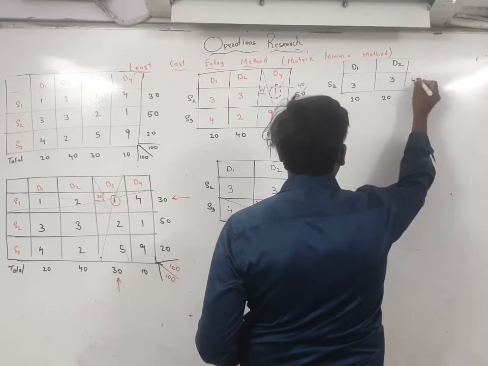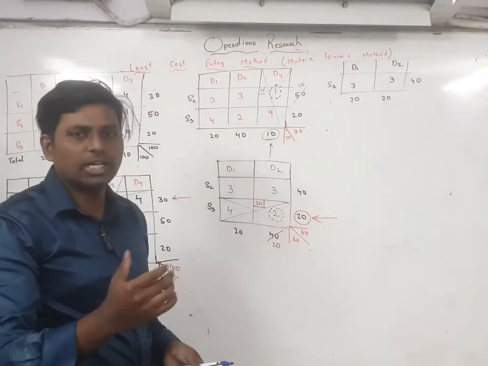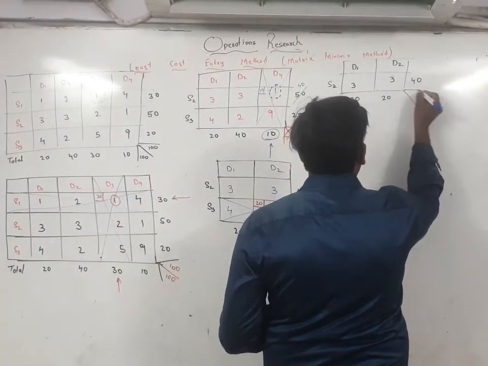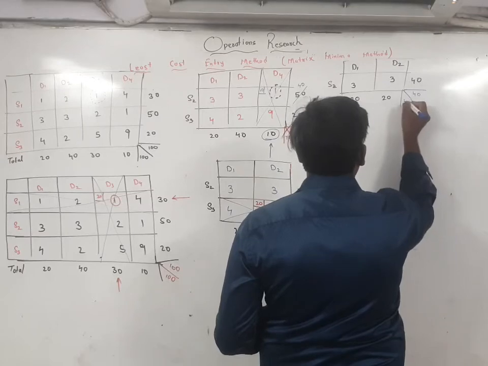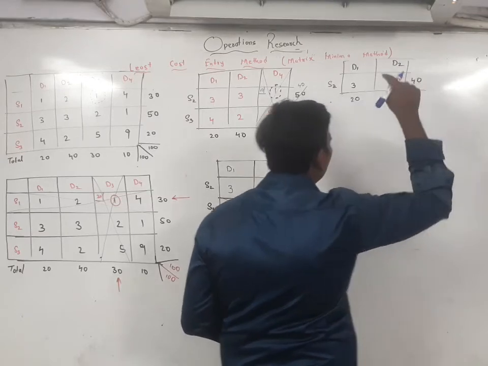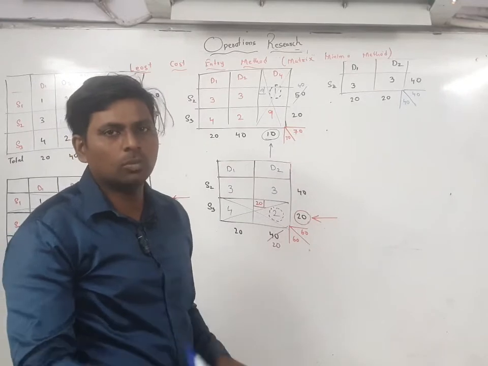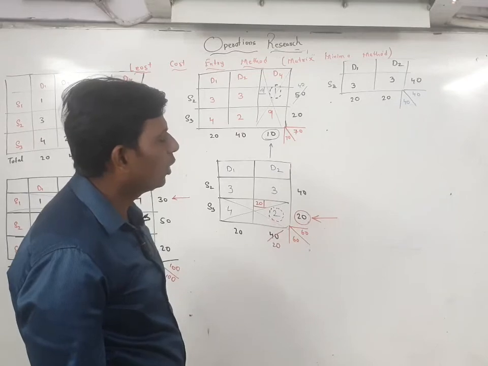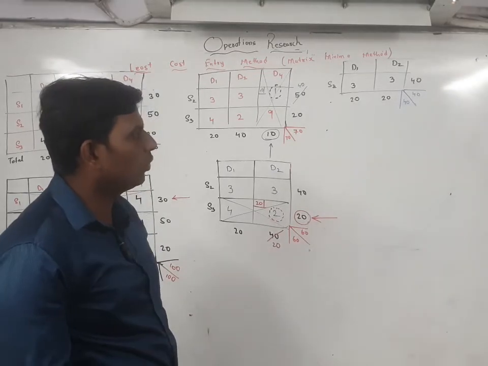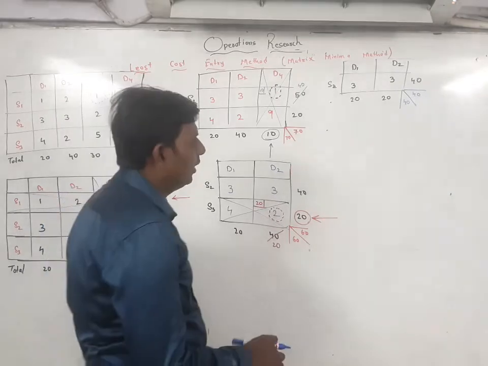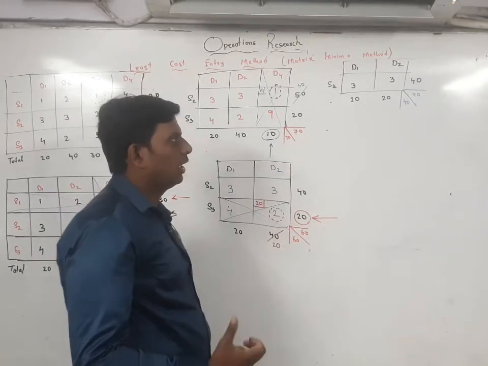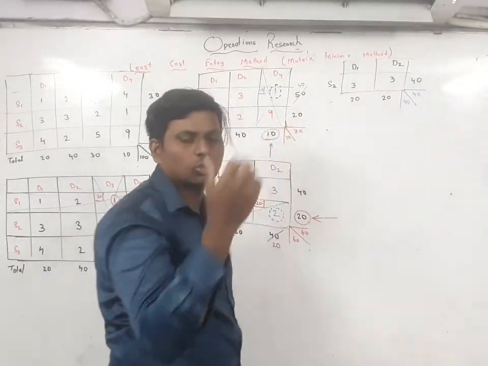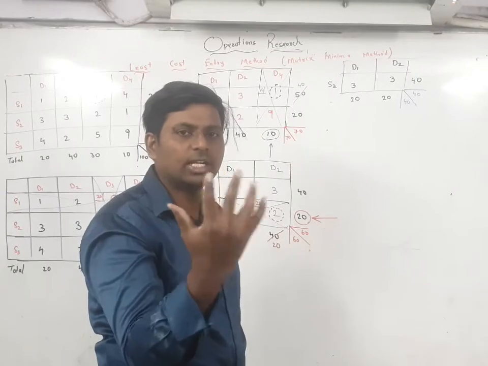Here somewhere 40. So first you have to check whether the demand and supply both are equal or not. How to check that? As you can see here, you have to add: this is 40 and this one is also 40. Row and column both are equal. After getting this 40, 40, next step, again you have to select the least one. Here only two numbers are there inside the box. That is the least number only.